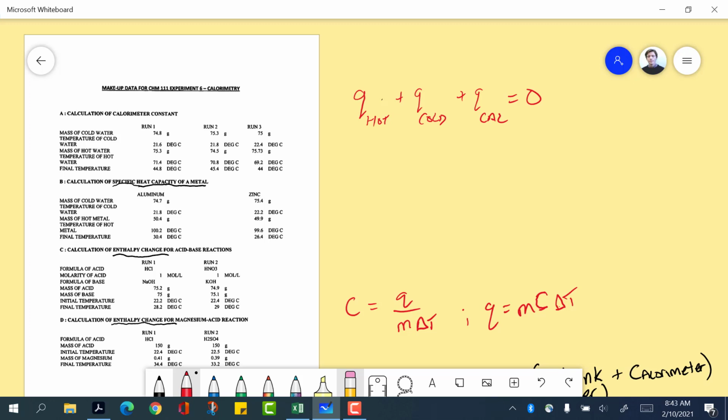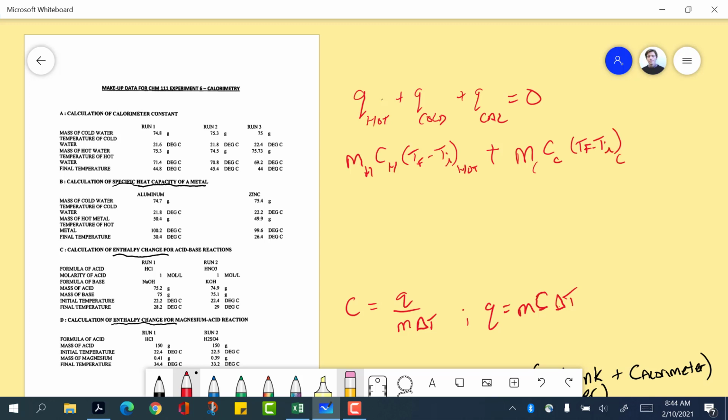So substituting that equation in for the hot, we need the mass of the hot water times the specific heat of the hot water times the change in temperature. That's the final temperature of the hot minus the initial temperature of the hot. And that hot water gets mixed with cold water, so we need the mass of the cold water times the specific heat of the cold water times the change in temperature, Tf minus Ti, to show the temperature change of the cold.